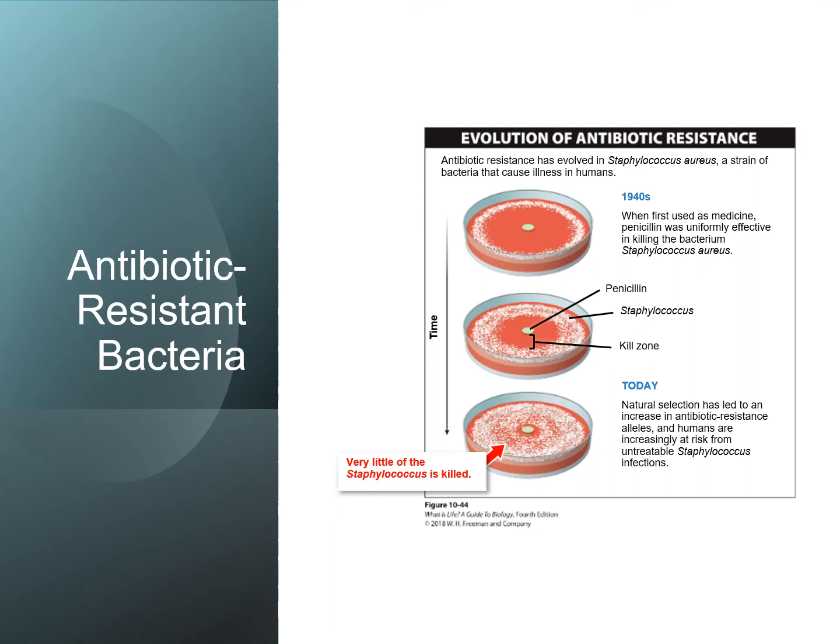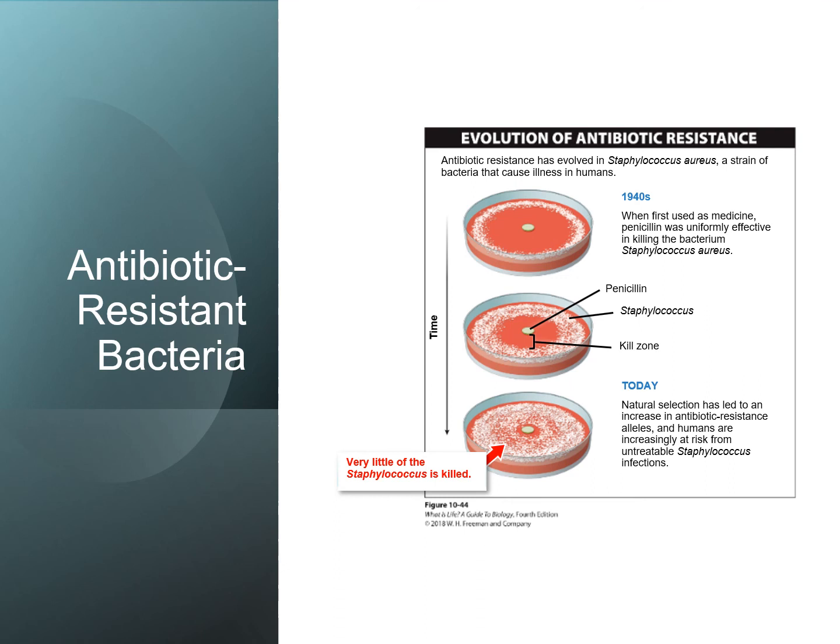So in the 1940s, when first used as medicine, penicillin was uniformly effective in killing the bacterium Staphylococcus aureus. So you've got the penicillin in the middle of this petri dish. You probably are using some type of agar, which is going to help the bacteria grow, and you have this range or this ring around the penicillin where the Staphylococcus isn't growing, because that's the kill zone. The Staphylococcus is that white stuff that's around the edge.